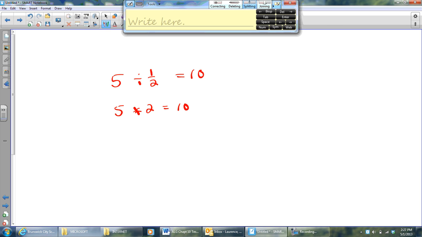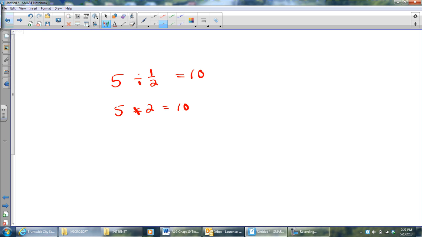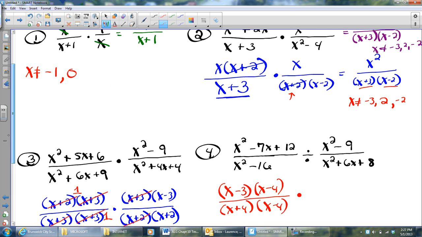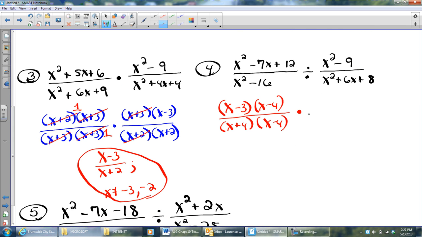Oops, I don't want to write there. Let me get rid of that. Go away, please. Thank you. All right, so let's go back here to problem number 4. So I'm going to flip this fraction, and I'm going to factor this, but it's going to go in the denominator, x plus 3 and x minus 3. And then I'm going to factor this, and it'll be in the numerator now because I used the reciprocal, x plus 2 and x plus 4.